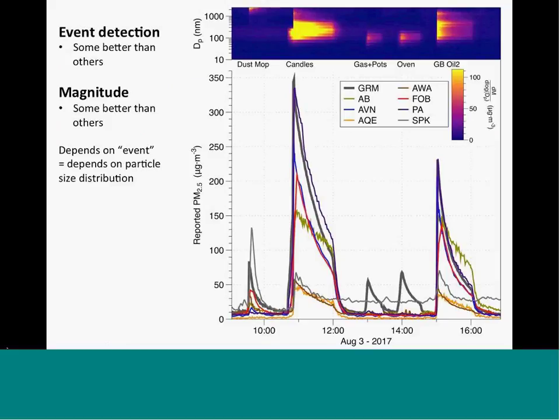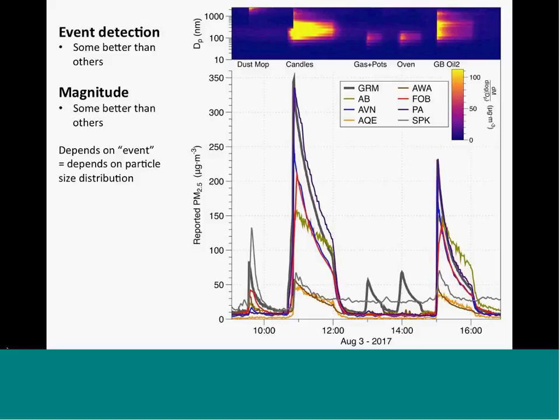So what happens if we expose these low-cost monitors to something like dust from a dust mop, particles from candles, gas cooktop, turning on the oven, frying with oil? And here you just see a timeline of the various sensors, and the reference here is the dark thick line labeled GRM. That's our GRM. And you can see that our reference device basically detects every single one of these potential sources.